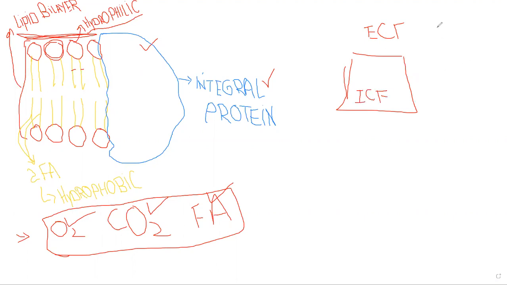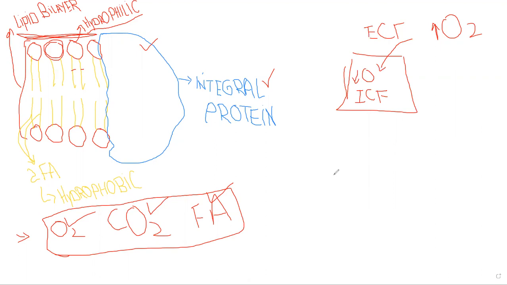O2 is high in the extracellular fluid and low in the intracellular fluid. So there is a concentration difference, a concentration gradient. Substances move from the higher concentration to the lower concentration. So this O2 can move through simple diffusion without the help of integral proteins, from outside to inside.